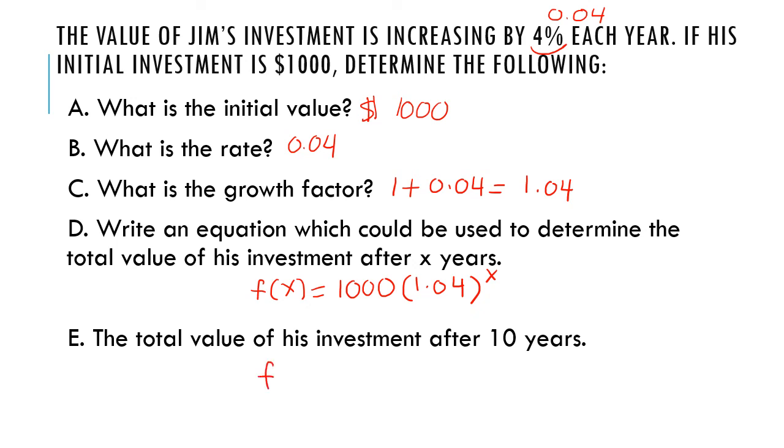The total value of his investment after 10 years is when x is 10. So we substitute x with 10 and evaluate the function. We have equals 1,000 times 1.04 to the 10, and we find the answer.